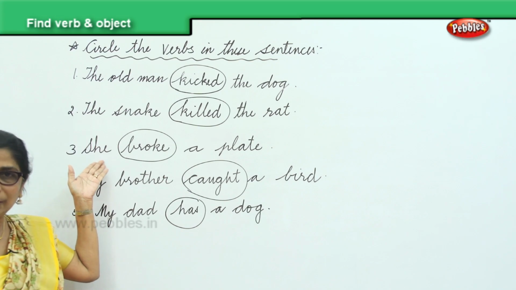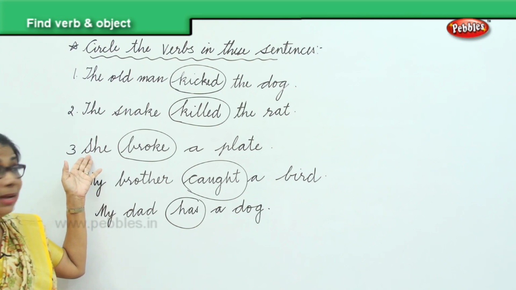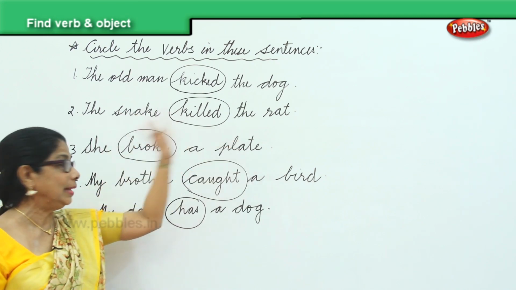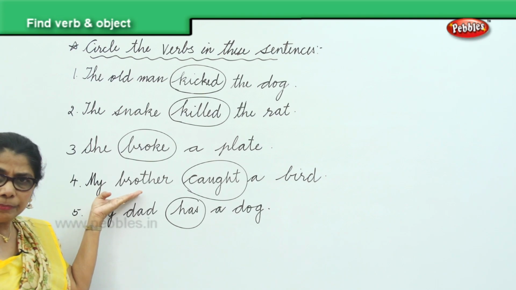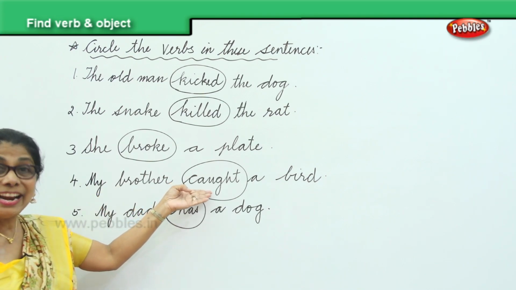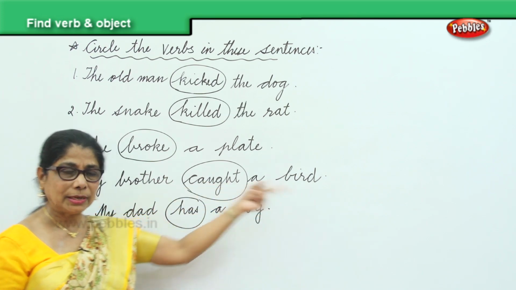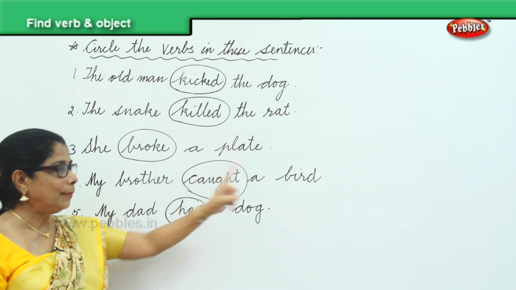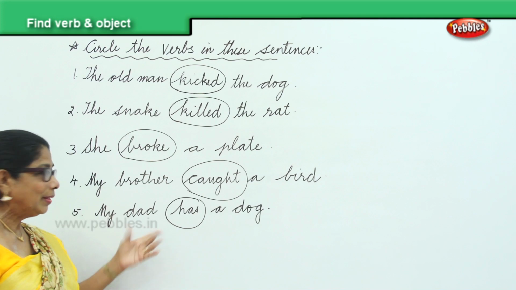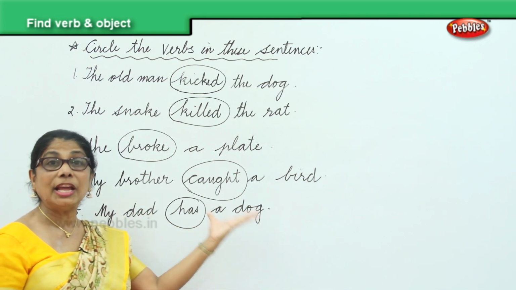Now, what is the subject here? She. Where is the verb? Broke. What did she break? What object did she break? Plate. Now, my brother is the subject here. He caught. Caught is the verb. What did he catch? He caught a bird. So that is the object. Subject, verb, object. And here, my dad is the subject. What does he have? He has. That's the verb. A dog is the object.